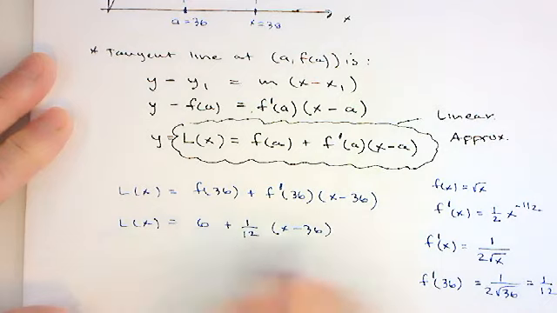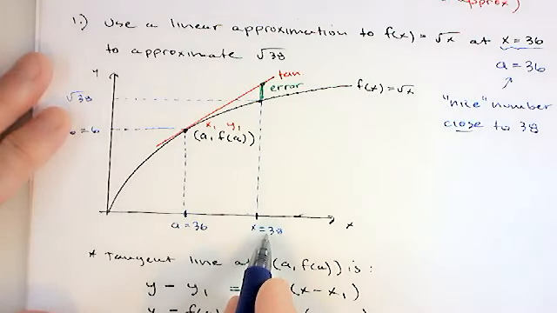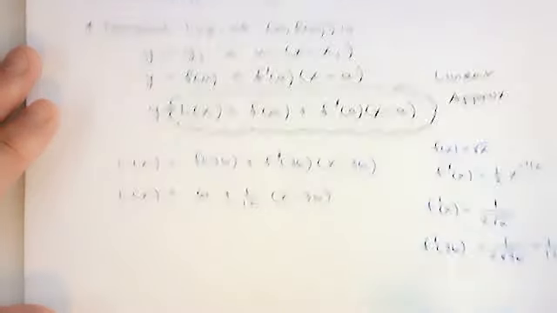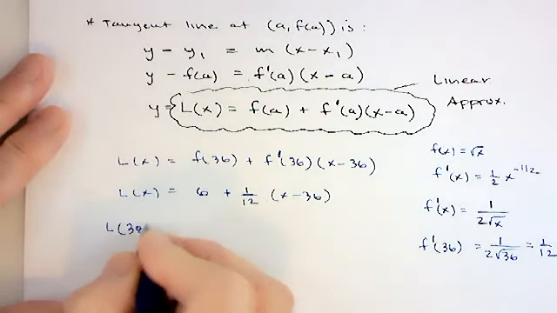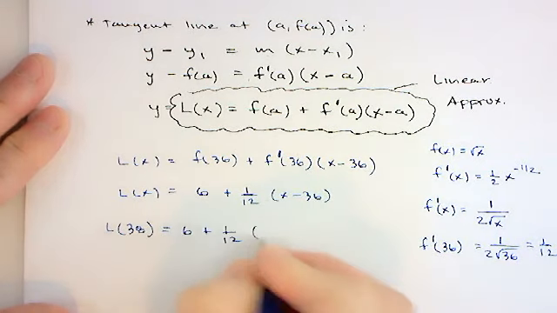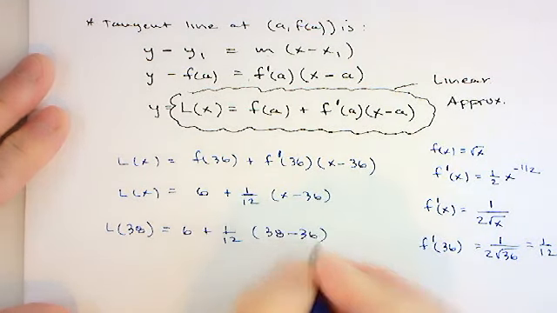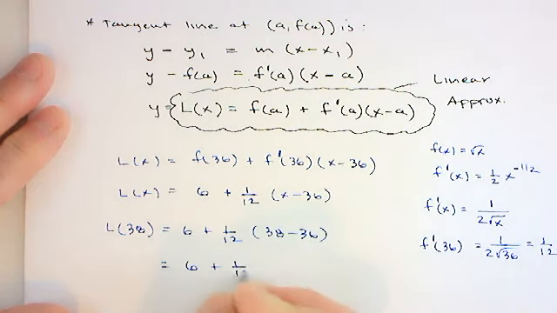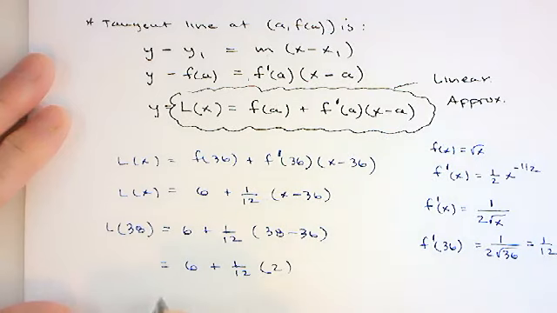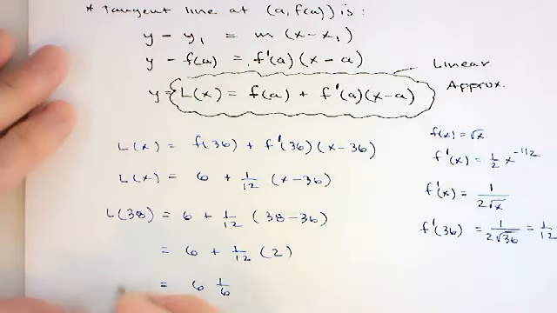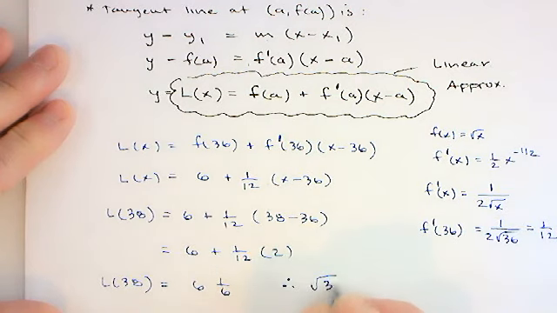So this is a form of equation of a line here, right? And so the next thing we wanted to do was estimate the square root of 38. So we want to now plug in 38 for our x value. L of 38 is 6 plus 1/12 times 38 minus 36, which is 6 plus 1/12 times 2, which is 6 plus 1/6, 6 and 1/6. So what this tells us is that the square root of 38 is approximately, and it's a pretty good estimate, 6 and 1/6.